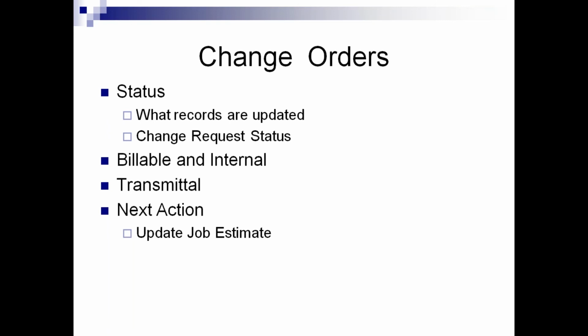So we've actually gone through this on the change orders here. So we've talked about what gets updated, pulling in a change request. We didn't talk about billable and internal. Billable is where you are sending something out to the owner of the project. So you're eventually going to bill them for this particular change. You can attach a transmittal to the change orders when you create them and email them out. And then I showed you the next action, which is updating the estimate.